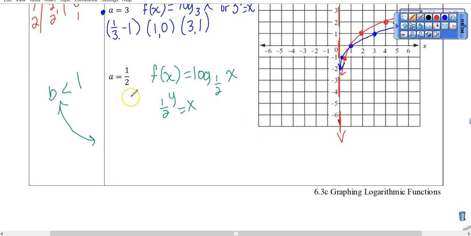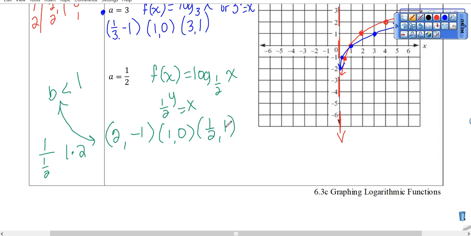You've had a lot of practice. You don't need me to show you. I would do 1 over 1/2, -1, which is 2. And if you can't remember, 1 divided by 1/2 is the same as 1 times 2. Keep, change, flip. Then I would do 1, 0, and base, which is 1/2, 1. And those would be the 3 points that I would graph. So 2, -1, 1, 0, and 1/2, 1.